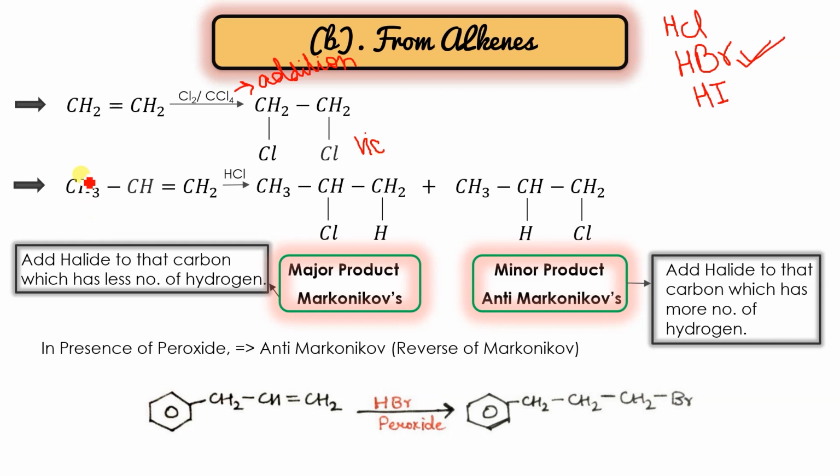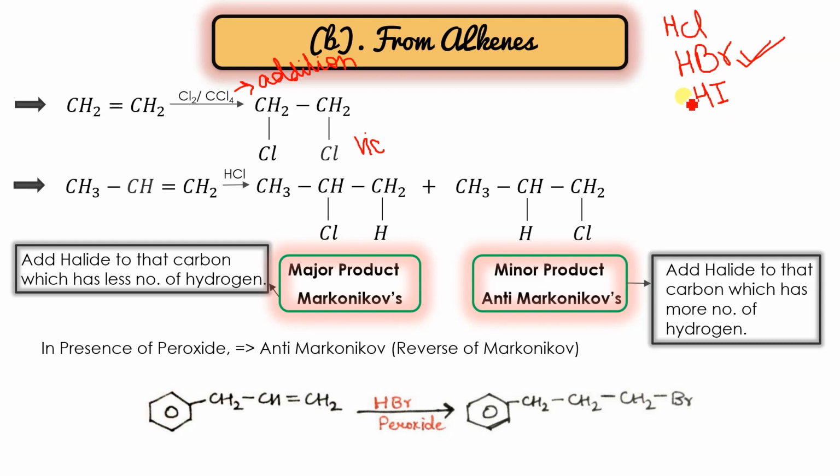Okay, now this is an unsymmetrical alkene. When this unsymmetrical alkene reacts with an unsymmetrical reagent, okay, this reagent is unsymmetrical, it's not Cl2, it's HBr, HI, HCl like this. As I have explained, we can use HCl also, HBr also, HI also, and all of them will follow the Markovnikov way, like the Markovnikov mechanism.